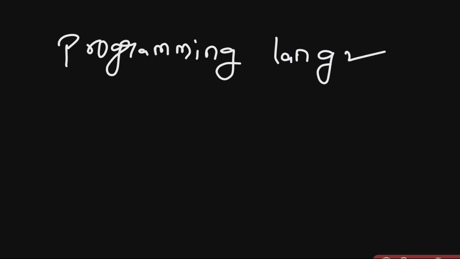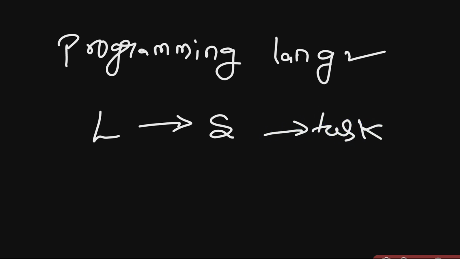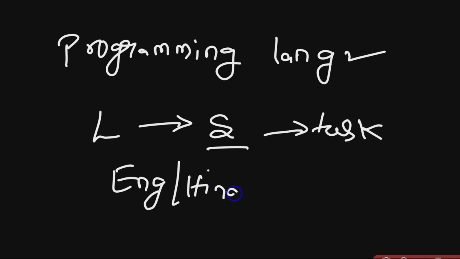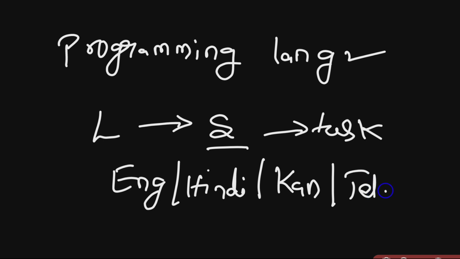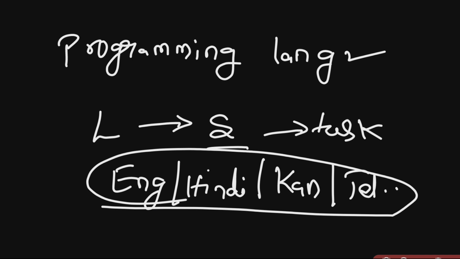Next, let us understand what do you mean by programming language. I said lecturer is going to give some instruction to the student and student is going to perform some task. So lecturer can give the instructions to the student in English language. It may be given in Hindi language, it may be given in Kannada language, or it may be given in Telugu language, and so on. There are so many languages. Using these languages, a lecturer can give the instructions to the student.